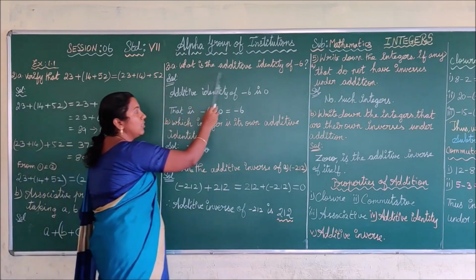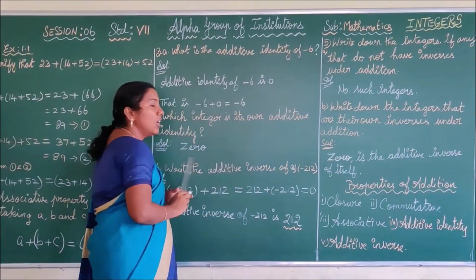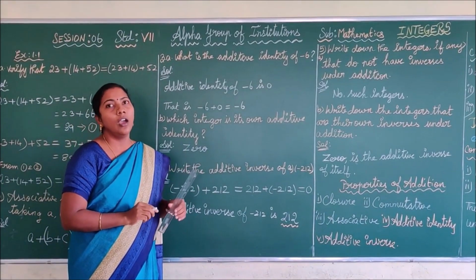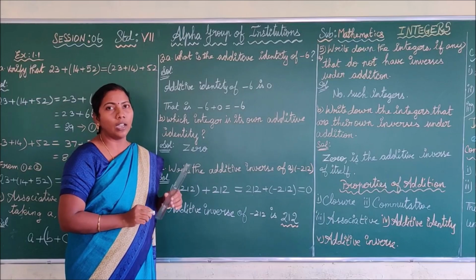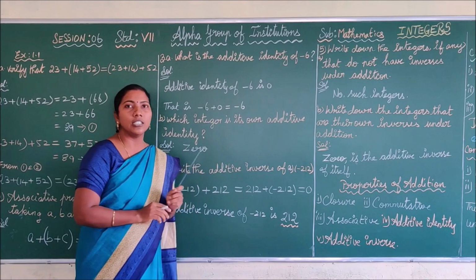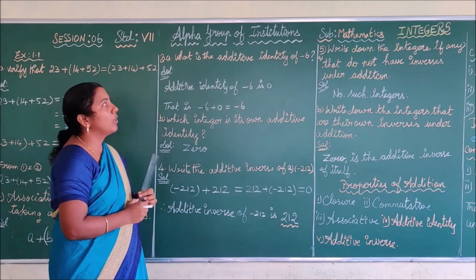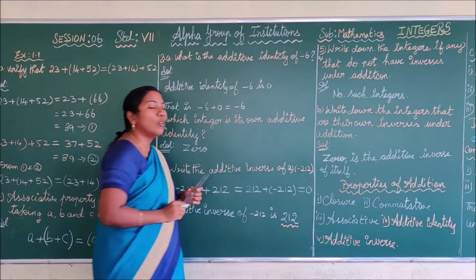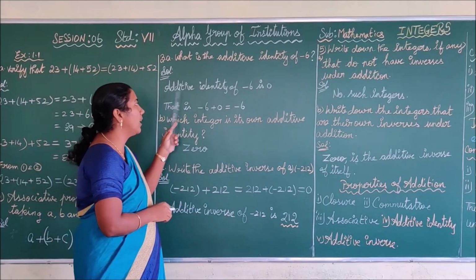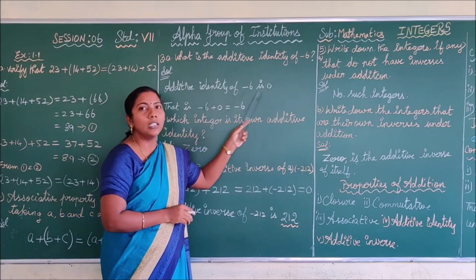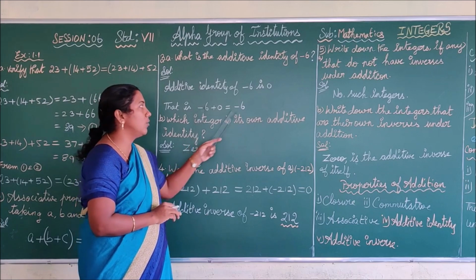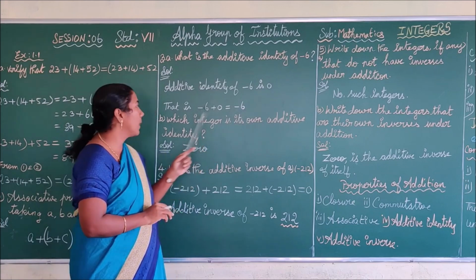What is the additive identity of minus 6? What is meant by additive identity, children? If you add any number with additive identity or additive identity with any number, you get the same number. What is the additive identity of integers? Yes, 0. Not only for the number minus 6, for any integers, the additive identity is 0. That is, you have to write additive identity of minus 6 is 0. That is, minus 6 plus 0 or 0 plus minus 6, you get minus 6 only. Okay? See the next one.